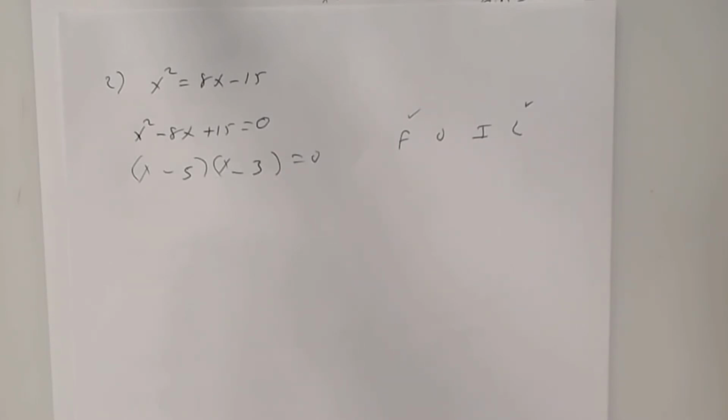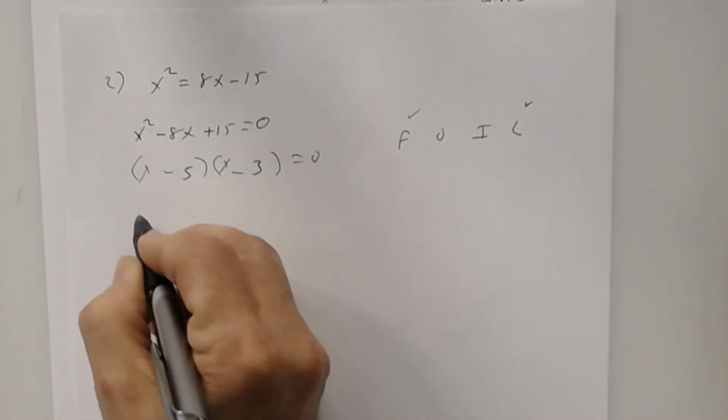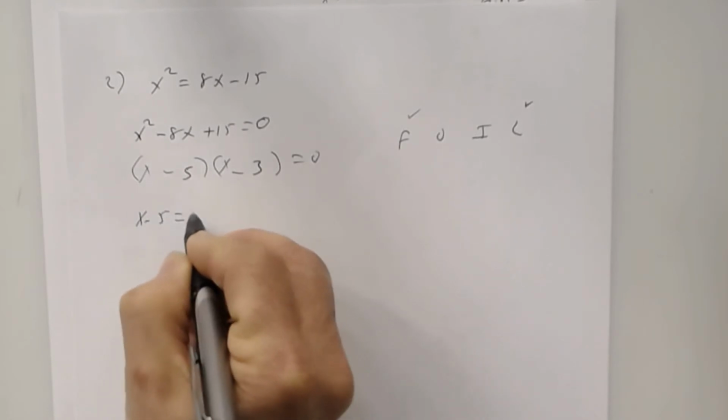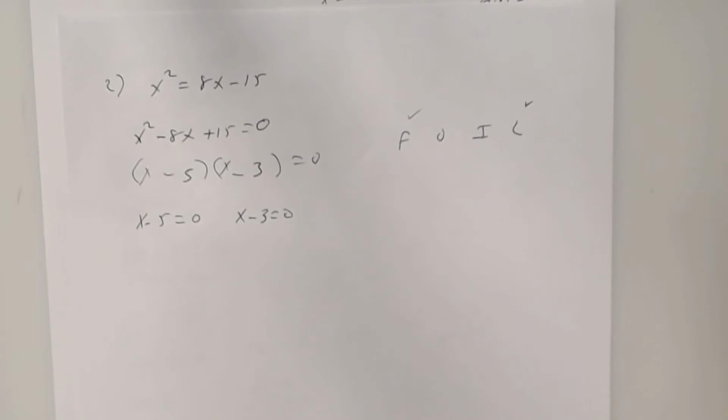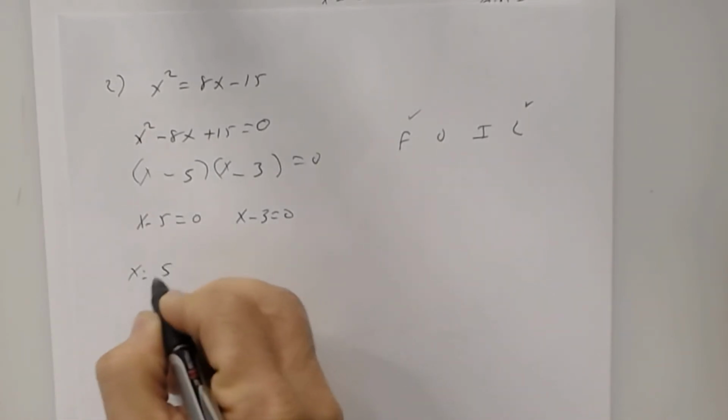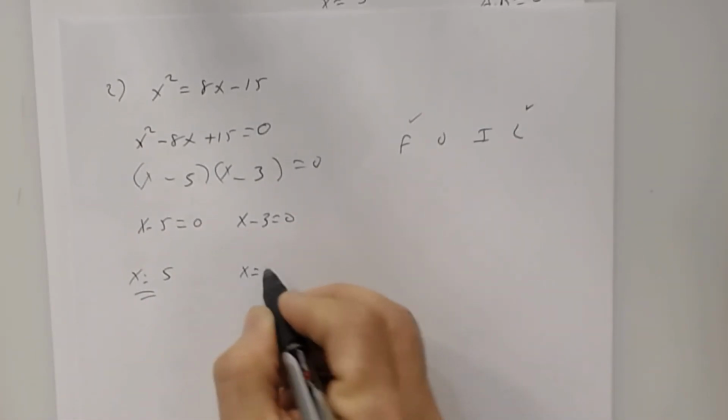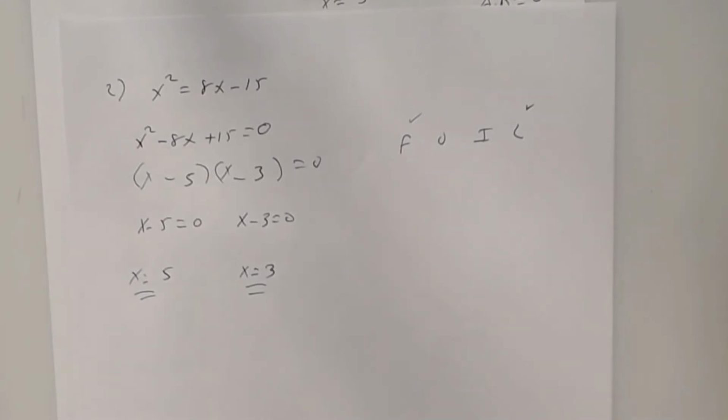Now what is it you got to show me? Zero factor property. So what are you going to write? Yep. So remember, the only way you can get a product of two or more factors to be 0 is if one of the factors is what? 0. So set each one equal to 0. And so therefore, what's your answer? X equal what? 5 and what? 3. All right, so that's number 2.